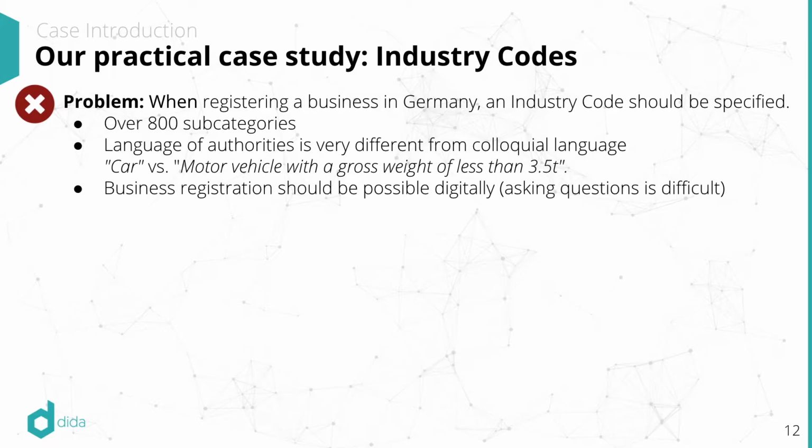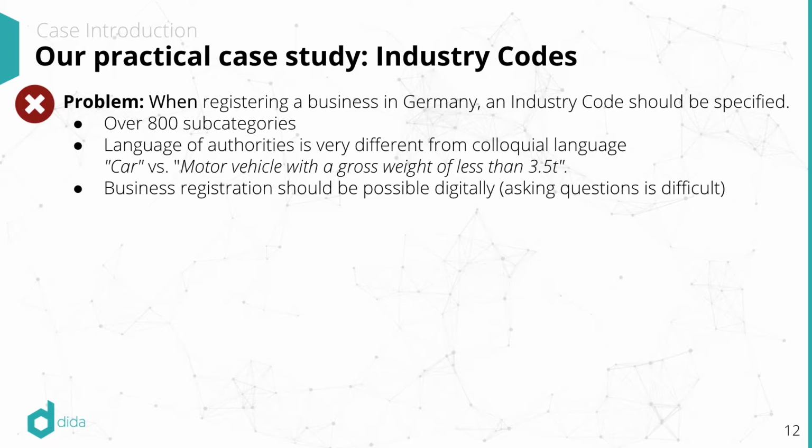And to make it even harder, the descriptions of these industry codes are provided in the language of authorities, which is very different from colloquial language. To give you an example, when we would normally talk about a car, the corresponding expression used by German authorities would be something like motor vehicle with a gross weight of less than 3.5 tons. So you can see that finding the correct industry code for your business might take some time.